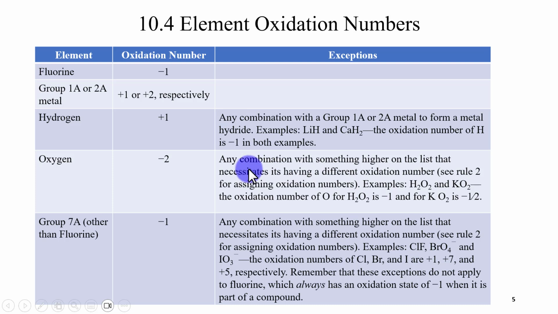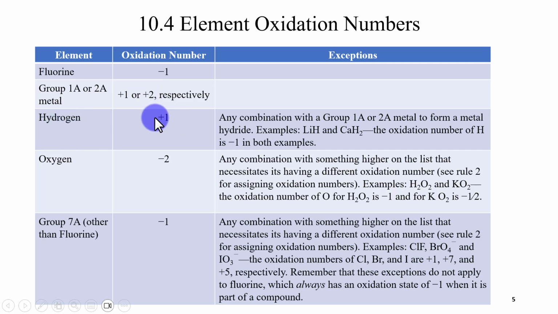Here are some rules on how to assign oxidation numbers. Fluorine will always have an oxidation number of -1, unless it is alone as F2, and then it will have a 0, because that's its elemental form. There are no exceptions to this rule. Group 1A or 2A metals will have an oxidation number of +1 or +2, respectively. So group 1A will have +1, group 2A will have +2.